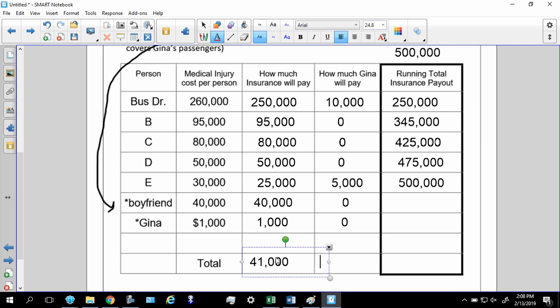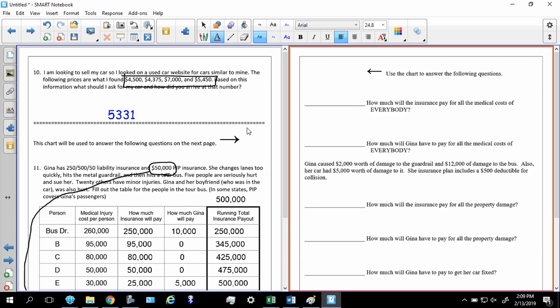Well, I don't know where I got that. I'm sorry. The total ends up being $541,000. That makes more sense. And then Gina will pay $15,000. So let's answer some questions. Now we're going to do the old dual screen here.